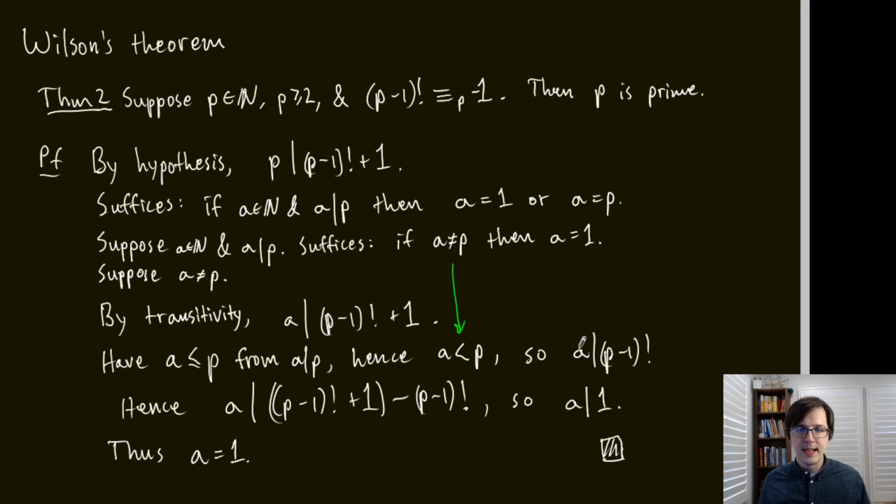And so since a divides this p minus 1 factorial, and it also divides this sum of that factorial with 1, it divides the difference of the two by the linearity property of divisibility. And the difference of the two is 1. So a divides 1. And since a is a natural number, a is 1. Okay, so that's why p has to be prime if this property holds.